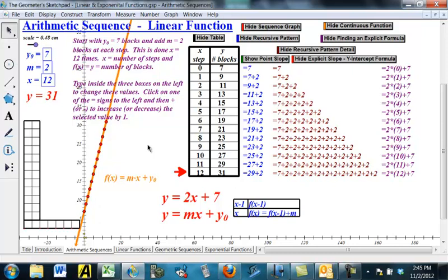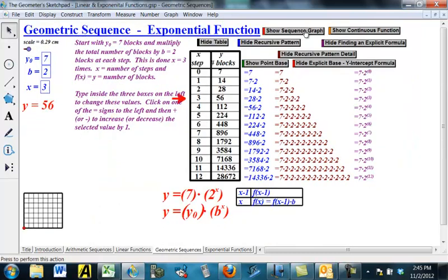And of course that's a continuous function, and we have this setup, so we have a solid line. That's called a linear function, and it's named linear because of the graph. So we name linear functions after their graph. Let's go over here to geometric and see what happens.